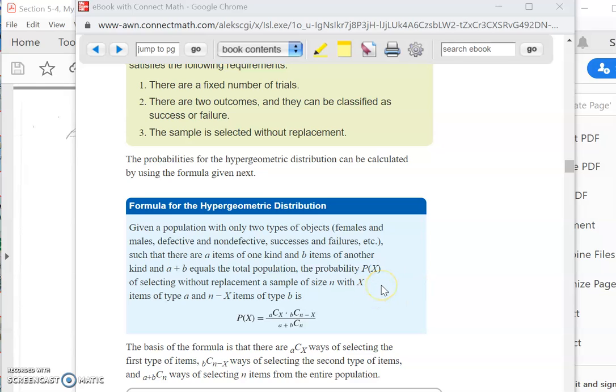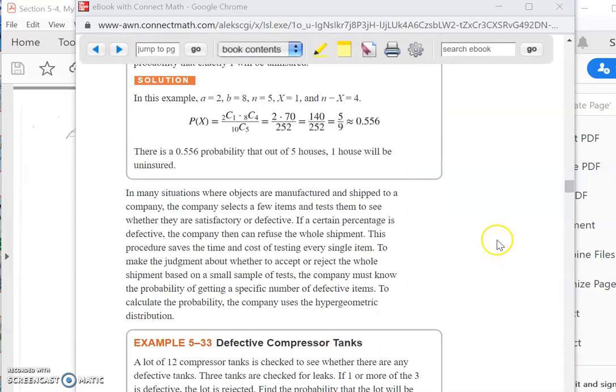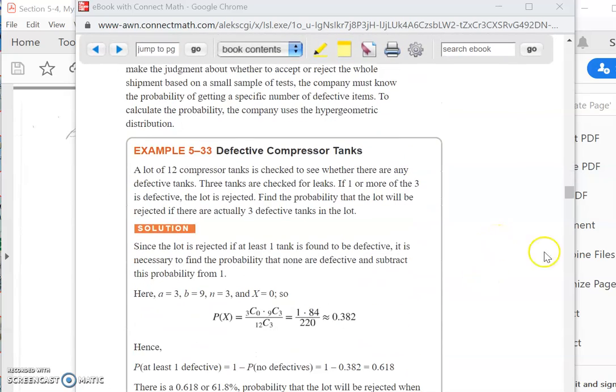Okay, folks, we are back, and this is still section 5-7. This is video number 5. We're talking about the hypergeometric distribution. And I wanted to try to go into some fair amount of detail with example 5-33.